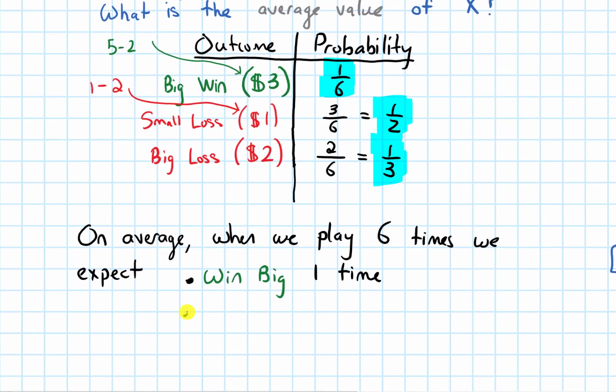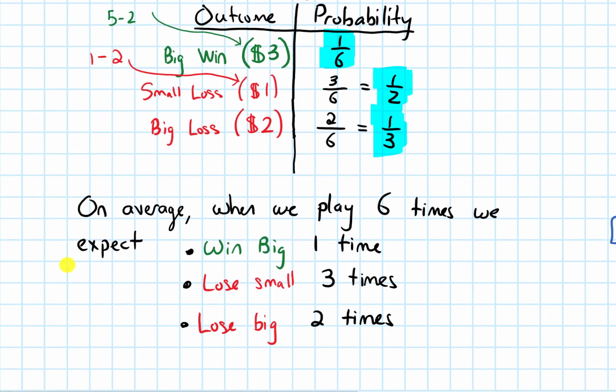Similarly, for losing small and losing big, let's write down how many times we would expect that to happen. For losing small, the probability was 3 over 6. So if we played 6 times, we'd expect to lose small 3 out of those 6 times. And for losing big, that probability was 2 over 6. So if we play 6 times, we'd expect to lose big about two times. Again, it doesn't have to be these numbers, but these are generally what we'd expect based off of these probabilities. It could deviate from this.